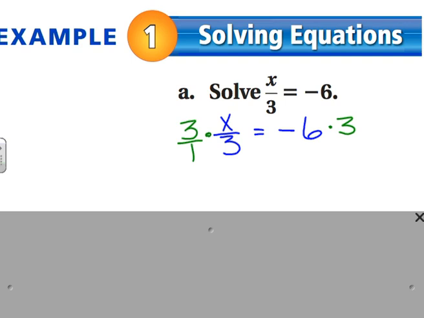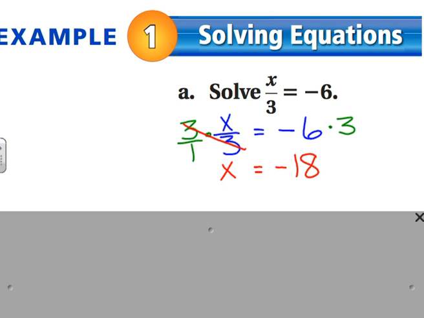3 times x divided by 3, that's our identity property, and this is going to simplify to be just x. The whole reason we want to multiply by 3 is to cancel out the divided by 3 so that we get the variable by itself. Then the other side of the equation, -6 times 3 is -18. With this, we can always go back and check our answer.